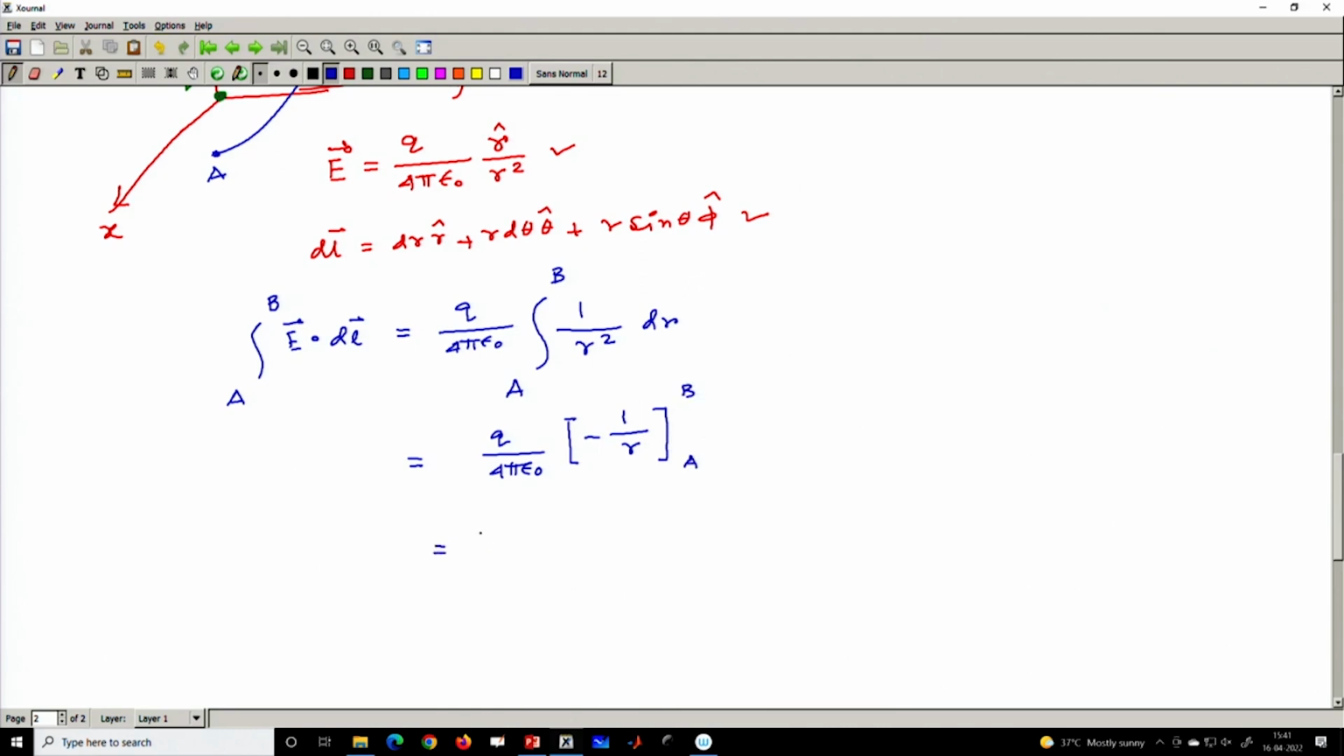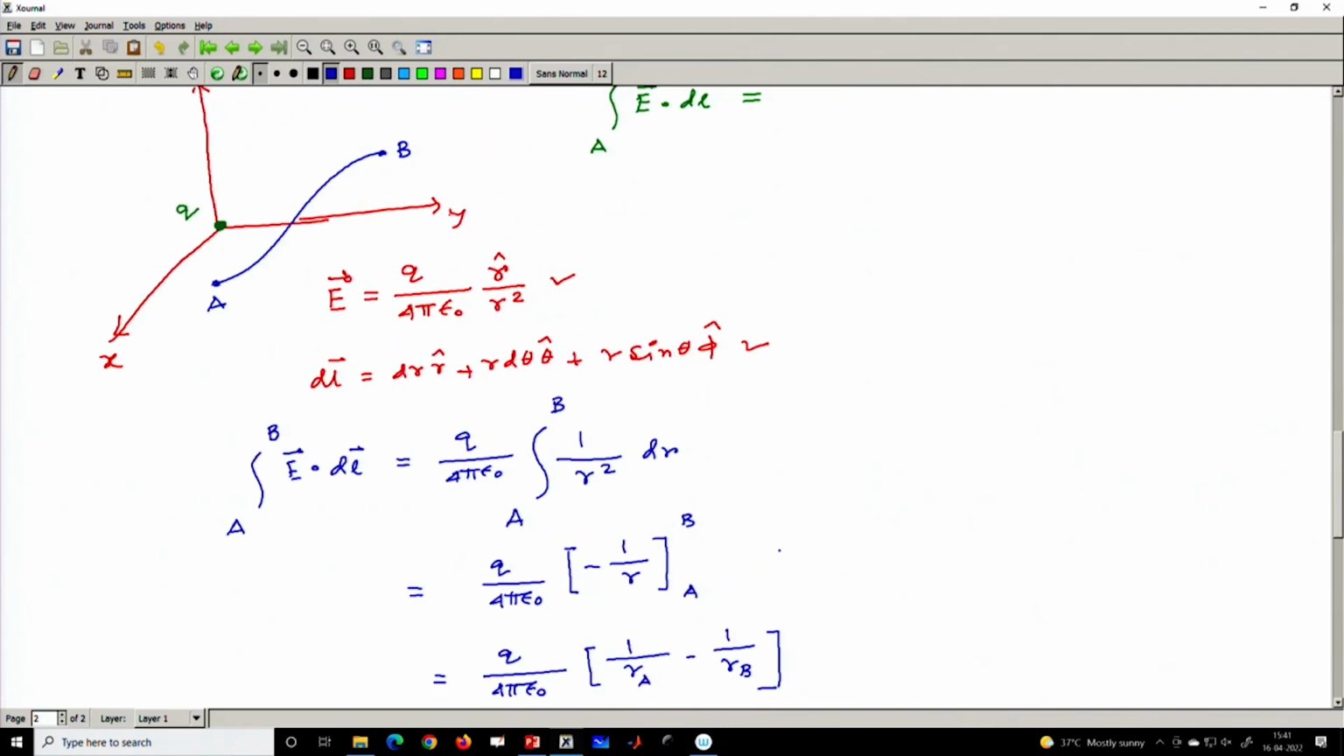Okay. So, that quantity if I write, so q by 4 pi epsilon 0, then 1 by r A minus 1 by r B. So, that is the value. So, what is R A? So, R A is, if I join these 2 points in spherical coordinates, this should be my R A and this should be my R B.